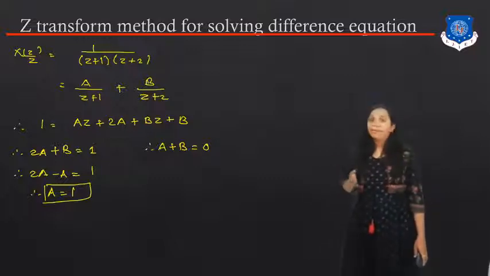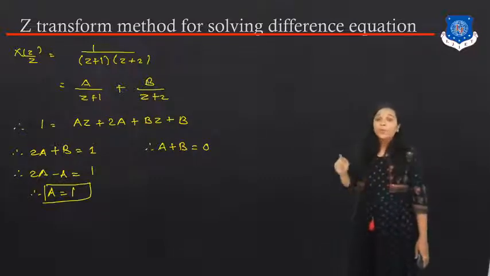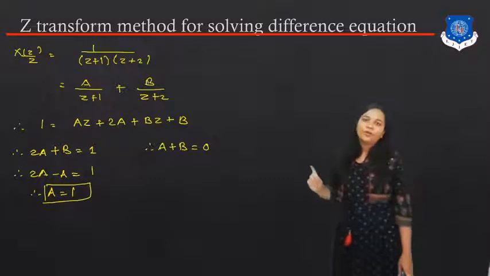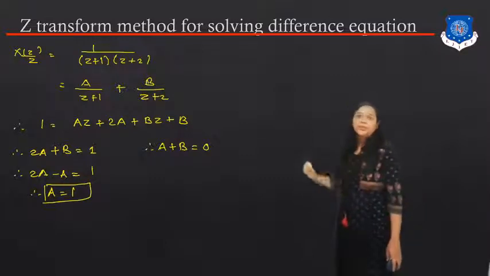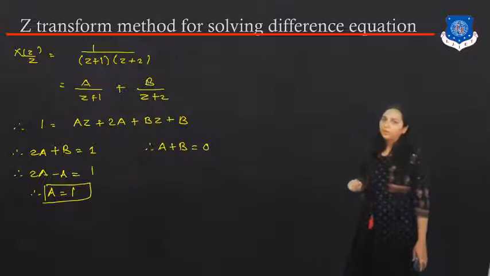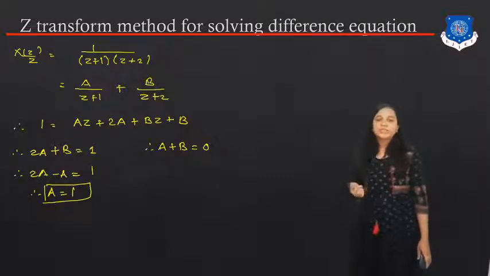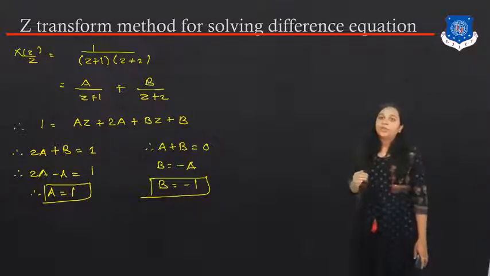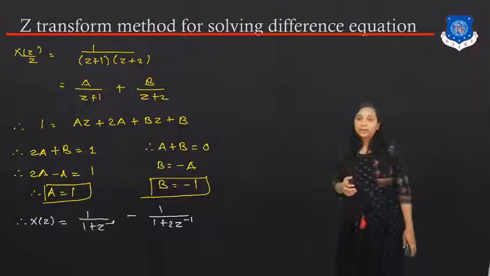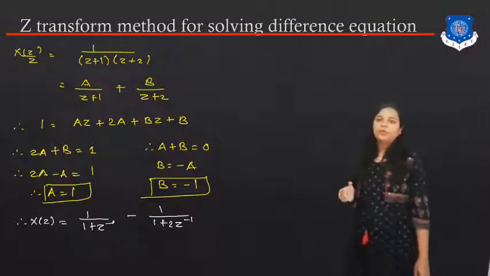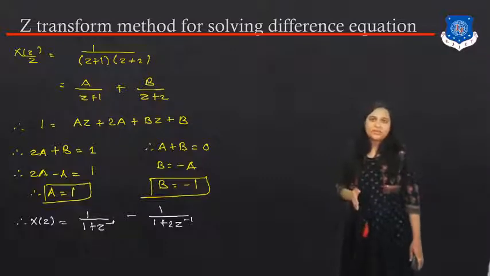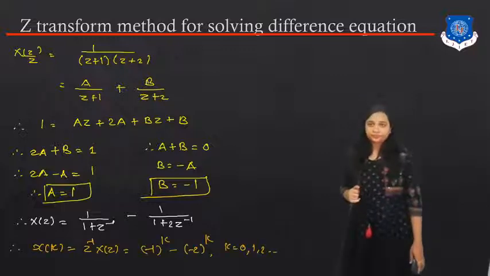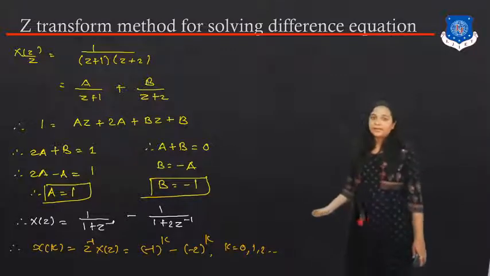So we can write a is equal to minus b, or b is equal to minus a. Put the value of b in this first equation. So we have 2a plus b is equal to 1. Put b is equal to minus a. So 2a minus a is equal to 1. We can get a is equal to 1. So simply we can get b is equal to minus 1. Clear? So put the value of a and b in the above equation. We can get x of z is equal to 1 upon 1 plus z inverse minus 1 upon 1 plus 2 z inverse. And this is the final equation for x of k.